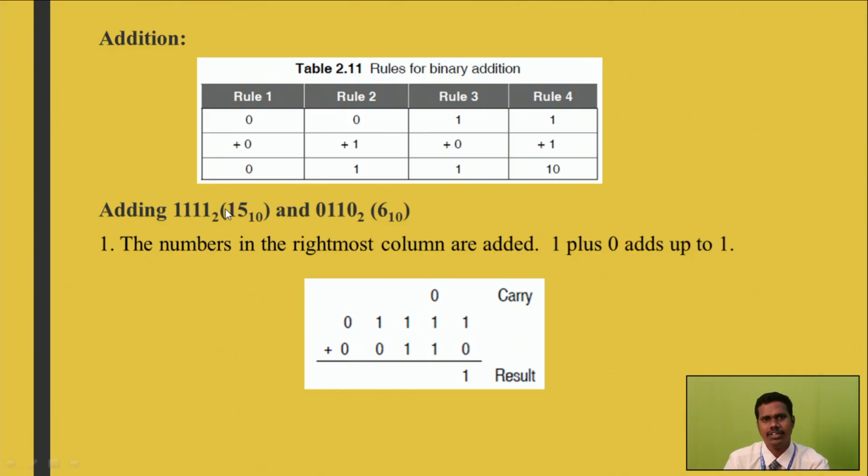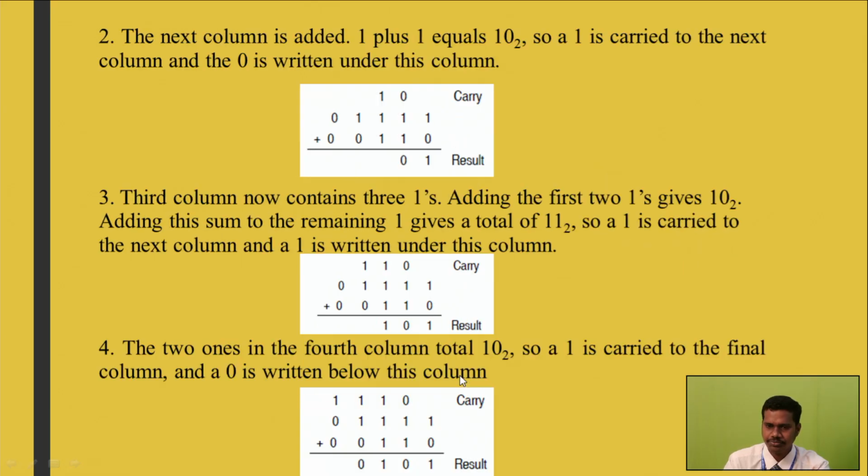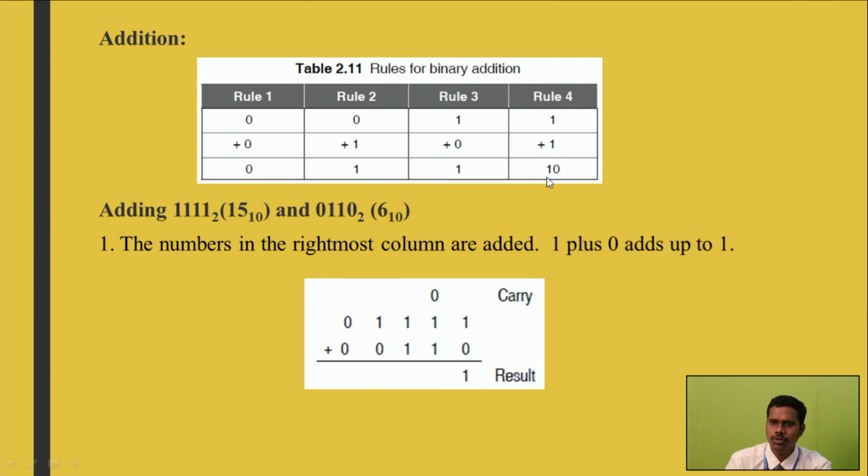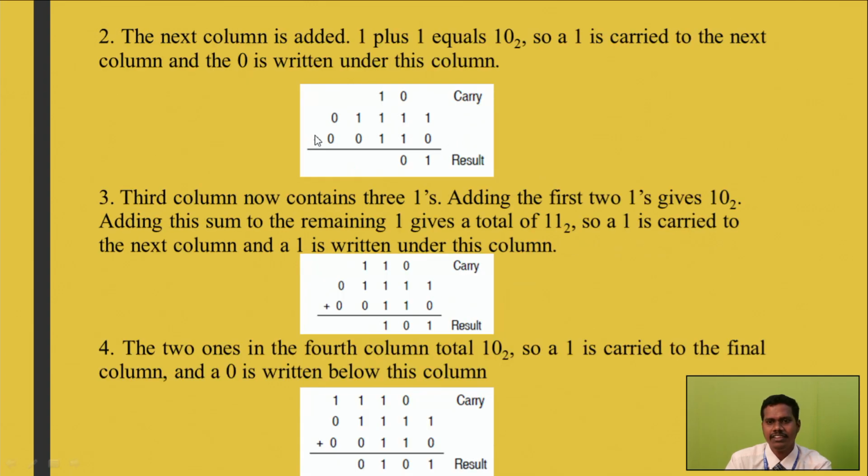Here we are going to add 2 numbers, 15 and 6, given in the decimal number system, which will be converted into the binary number system. The binary equivalent of 15 is 1111, and the binary equivalent of 6 is 0110. Now we add the two numbers. Here 1 plus 0, by rule 3, gives 1. Next, 1 plus 1 follows rule 4, which gives the result 0 and the carry 1. So 0 is the result and 1 will be the carry.